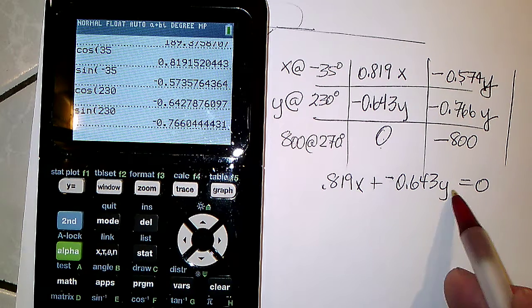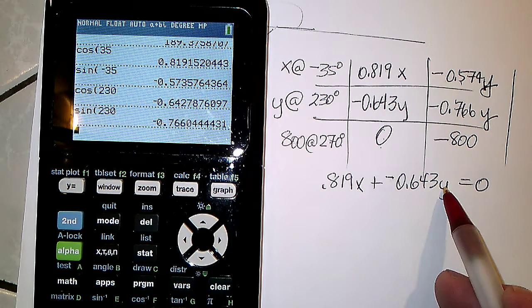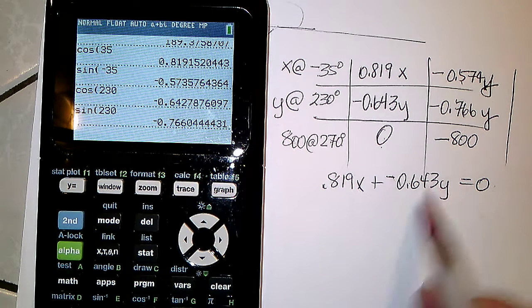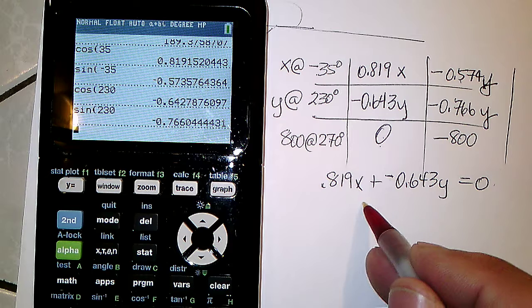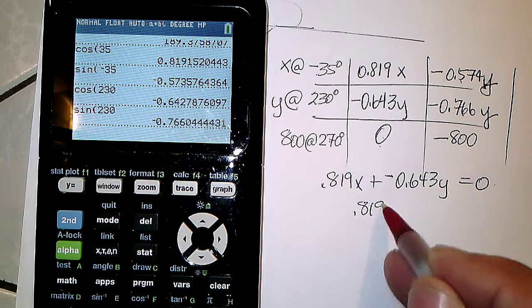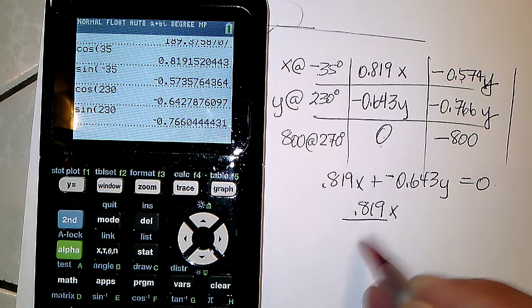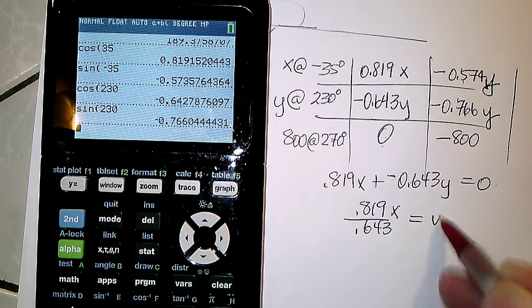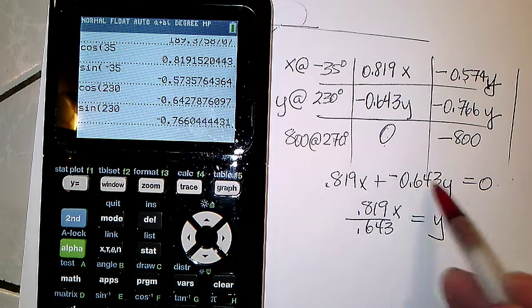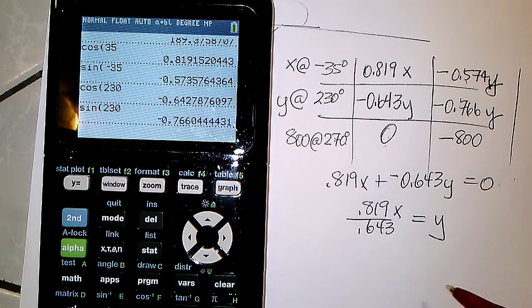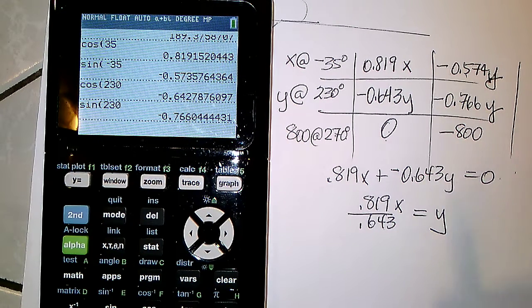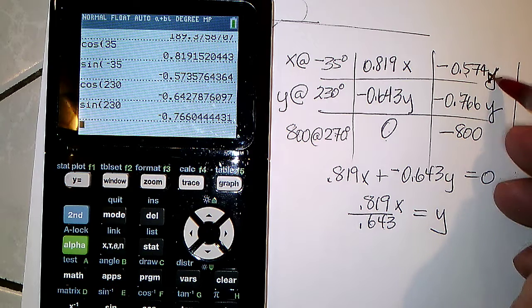So if I solve for y in this, I can move this over to this side and then divide it, so I get 0.819x divided by 0.643 equals y. So I added that to the other side and then divided by the 0.643 and got this for y. So I can put that into the other equation. This is x.